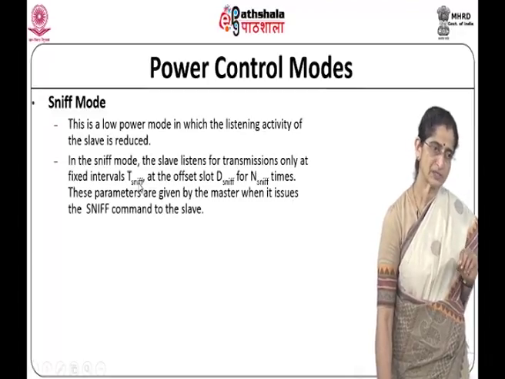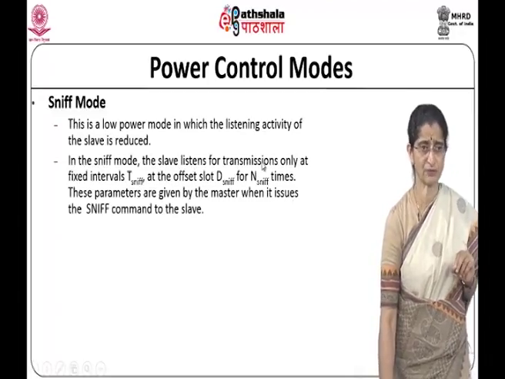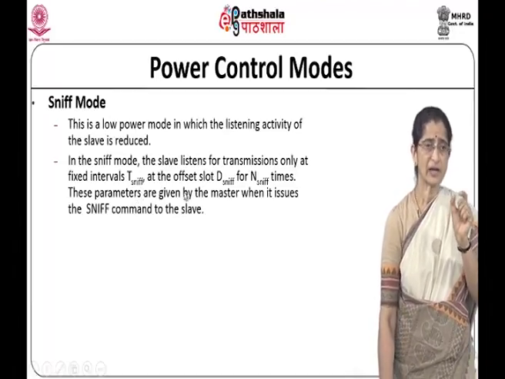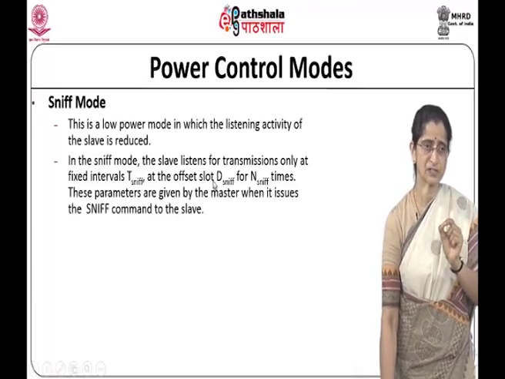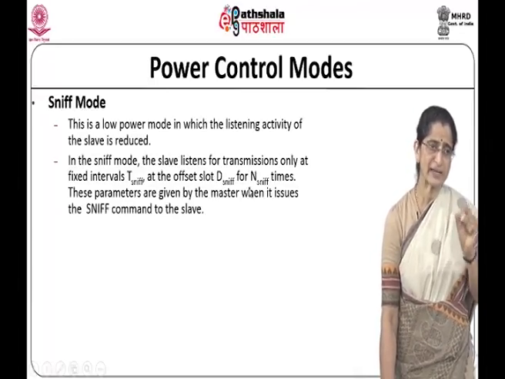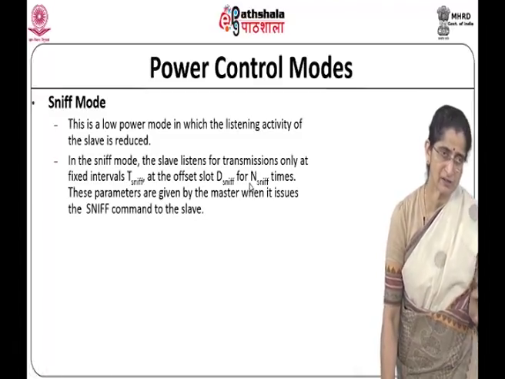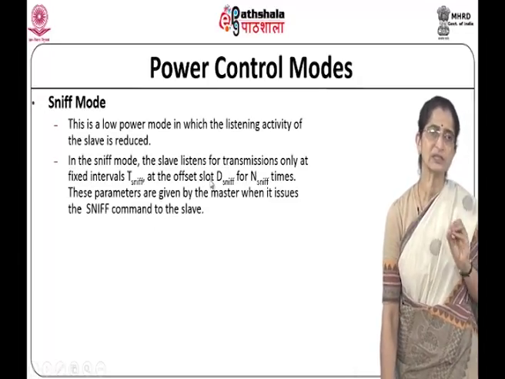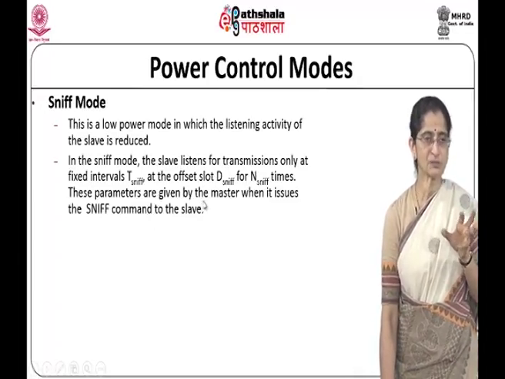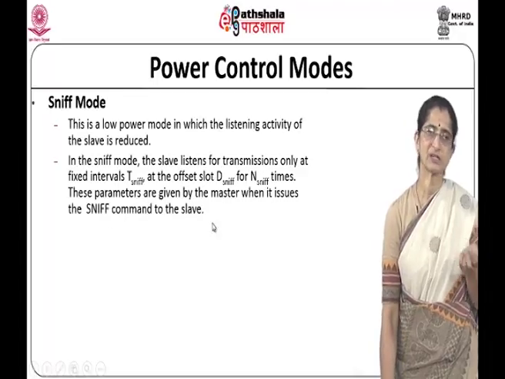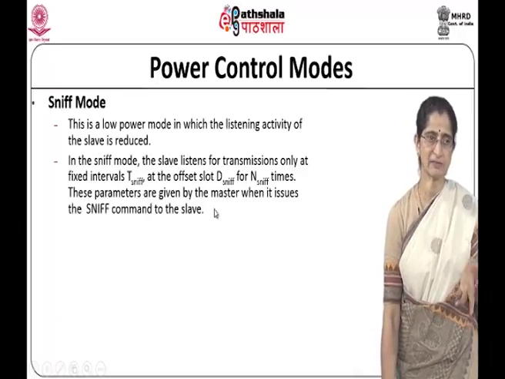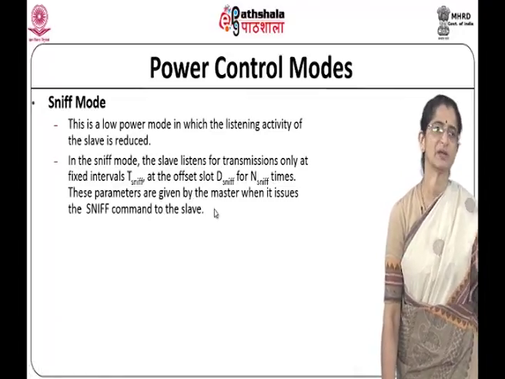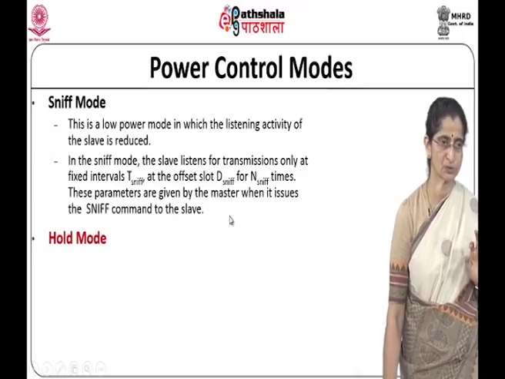What happens here is that the slave will listen for transmissions only at fixed intervals. This fixed interval is T sniff, at a particular offset slot called D sniff, and it will do it for N sniff number of times. So that is the number of times it will listen to the channel, and at what slot it will receive. All these are parameters which are given by the master when it issues a sniff command to the slave. The master can tell the slave that you can go into sniff mode now and just listen to the transmission at these periods alone. So you can be in a low power mode until then. That's the idea used in the sniff mode.